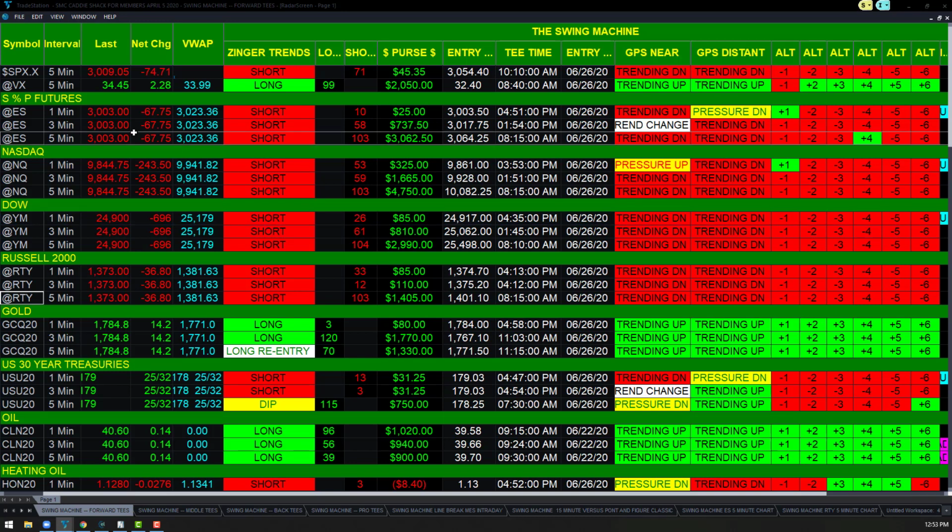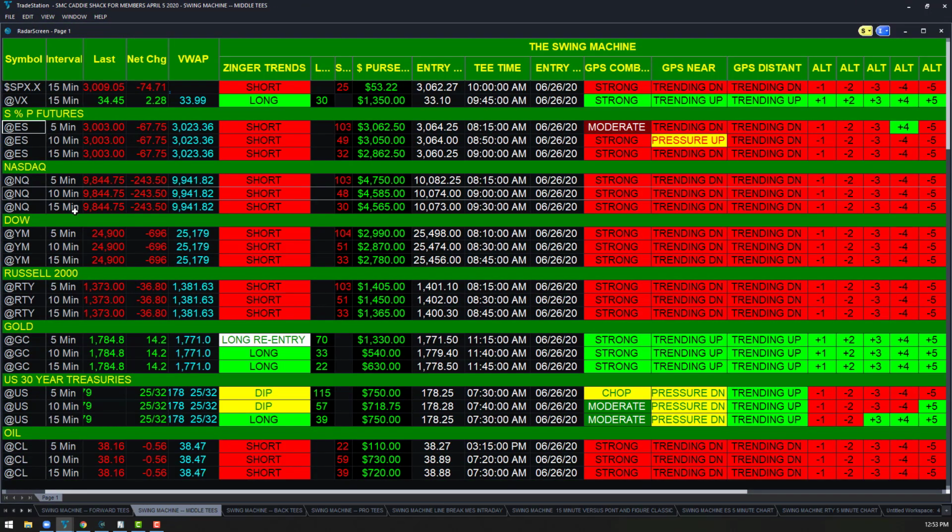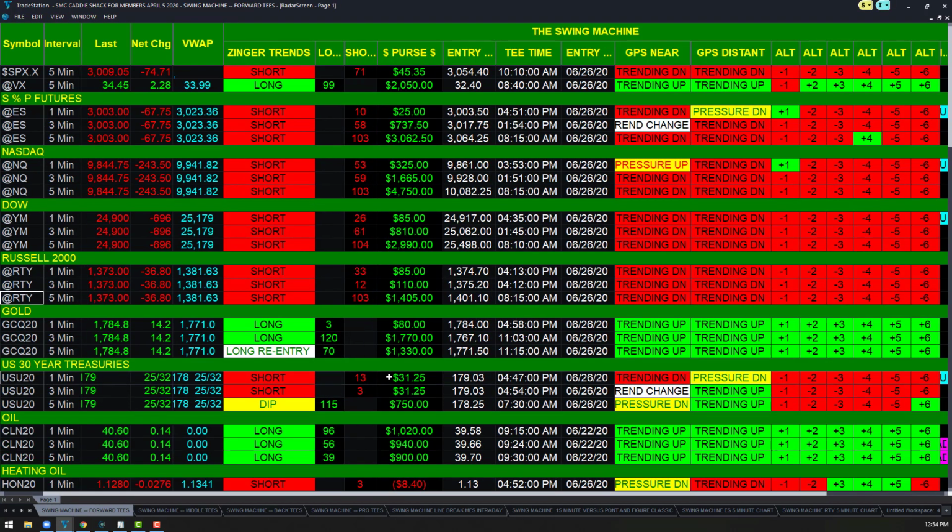Now, we just looked at the 1, 3, 5. There are 5, 10, 15. The intervals are endless. And could you take some of this data and put stops and profit targets on and run a strategy for a portion of a day or to help you manage your time? Yes, we think you could. But that also takes practice and experience.